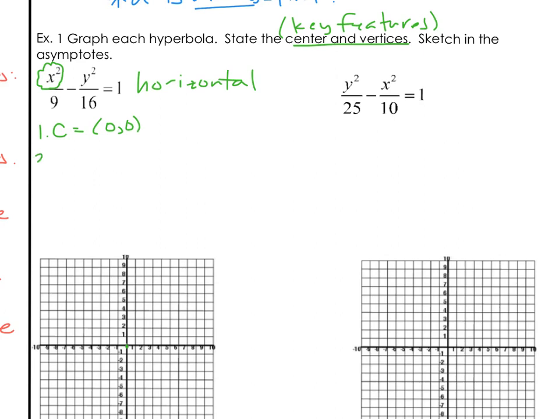To find our major vertices, and there are only vertices, believe it or not, to find those major vertices, if a squared equals 9, then we're actually going to go the square root of 9. So we'll go 3 to the right and 3 to the left from the center. If we go 3 to the right, we'll be at positive 3, 0. And if we go 3 to the left from the center, we'll be at negative 3, 0. Let's go ahead and plot those points as well. 3 to the right and 3 to the left.